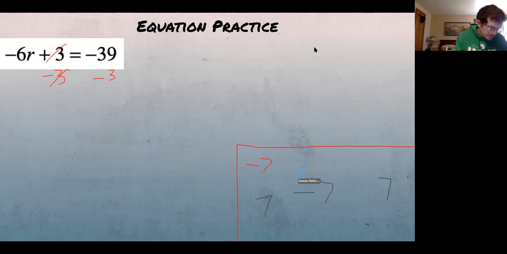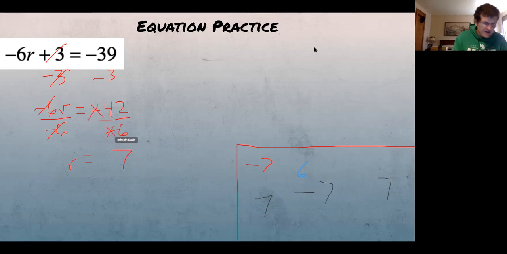Among all of our answers, negative 39 minus 3 is negative 42. And I've got negative 6r, so I want to divide by negative 6. And it turns out when we divide this, we are going to get 7. These negatives kind of cancel each other out. It will be a positive 7.